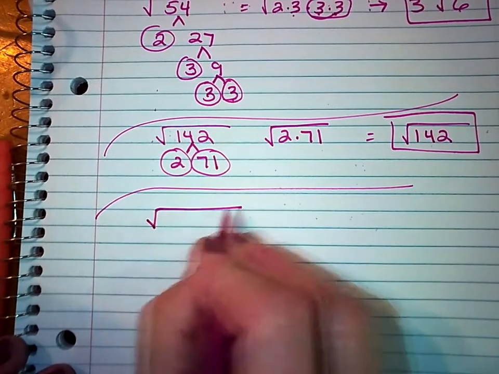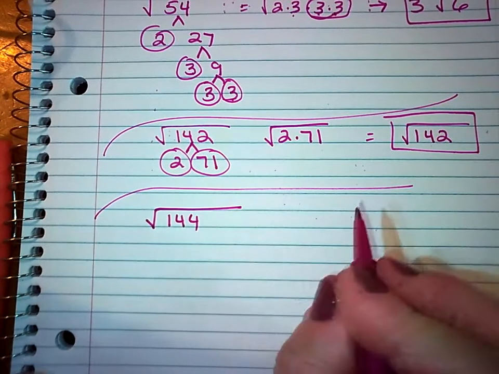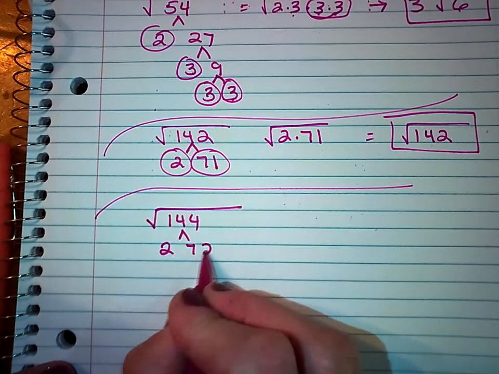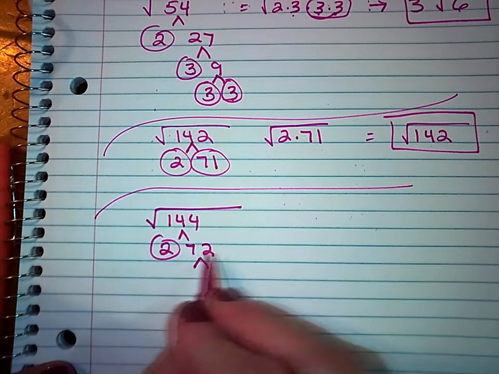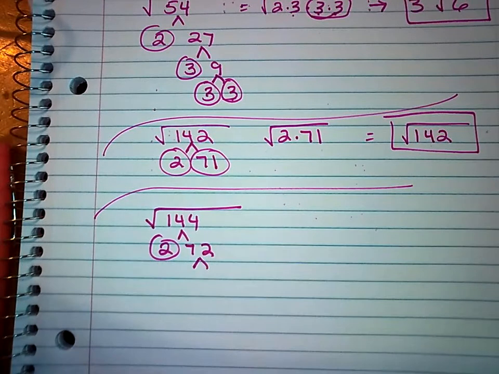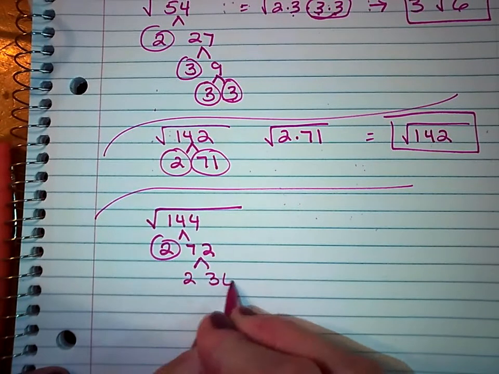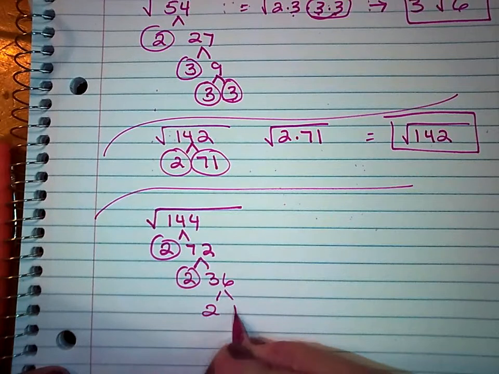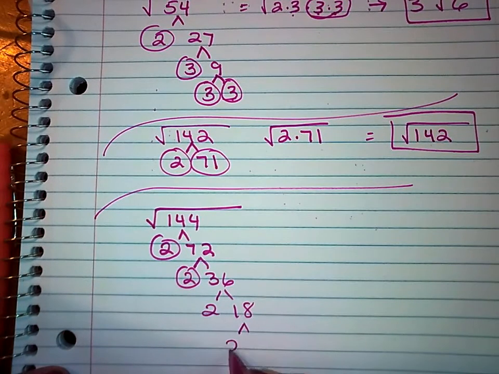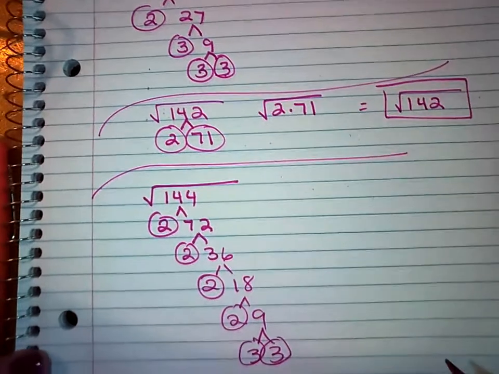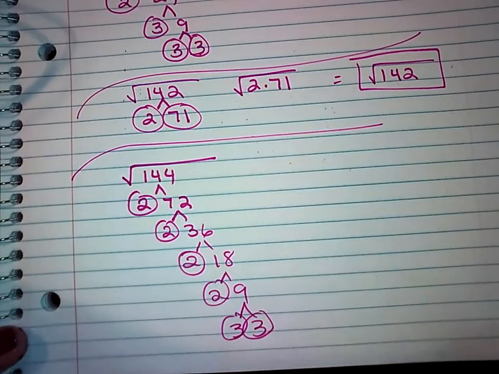Now the last example, if we were to do the square root of 144, do your factor tree, 2 and 72. Again, it doesn't matter which one you start with. If you did 12 and 12, it's fine because it's all going to come out the same. And then this one is 2 and 36. This would be 2 and 18. This would be 2 and 9. And this would be 3 and 3. With 2, 2, 3, 3 all being prime.